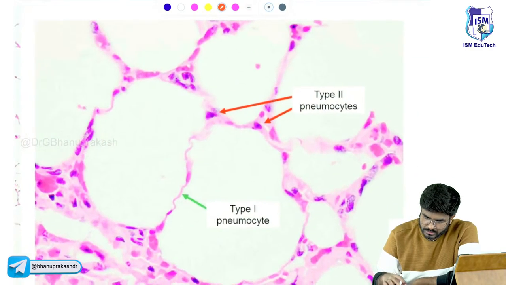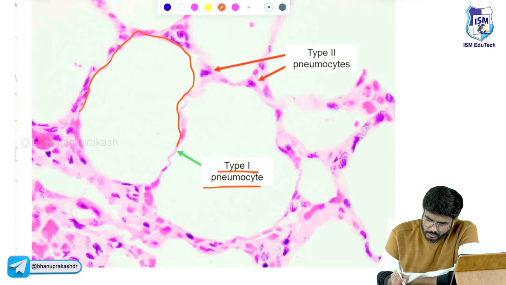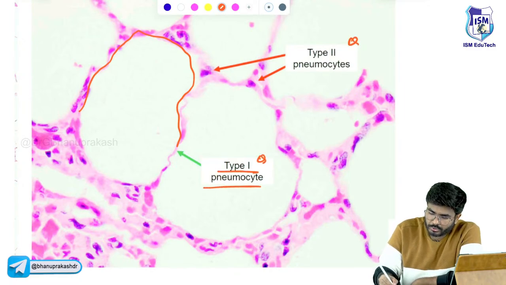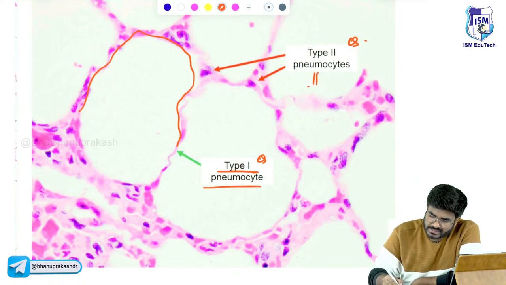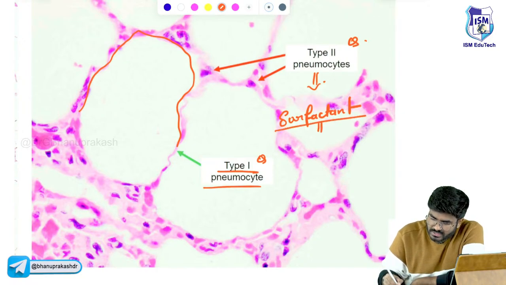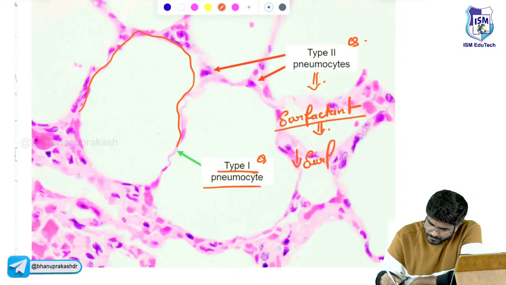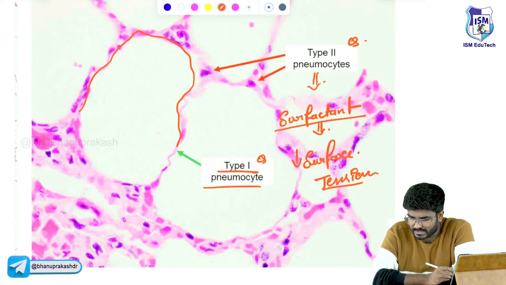Here also you can very clearly see these are the alveoli. The alveolus is lined by two types of cells, type 1 pneumocytes and type 2 pneumocytes. These are the basic things. Now, the important point which you should know for your exam is type 2 pneumocytes. Type 2 pneumocytes are going to produce which substance? Surfactant. Now, what is the function of the surfactant? The function of the surfactant is to decrease surface tension.